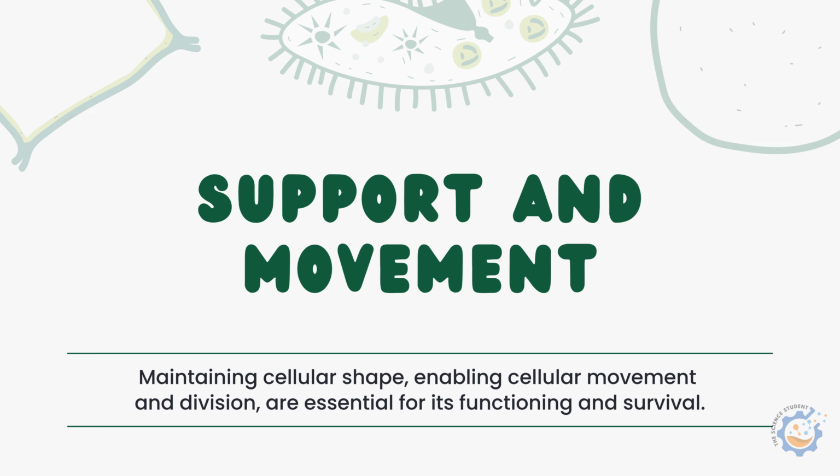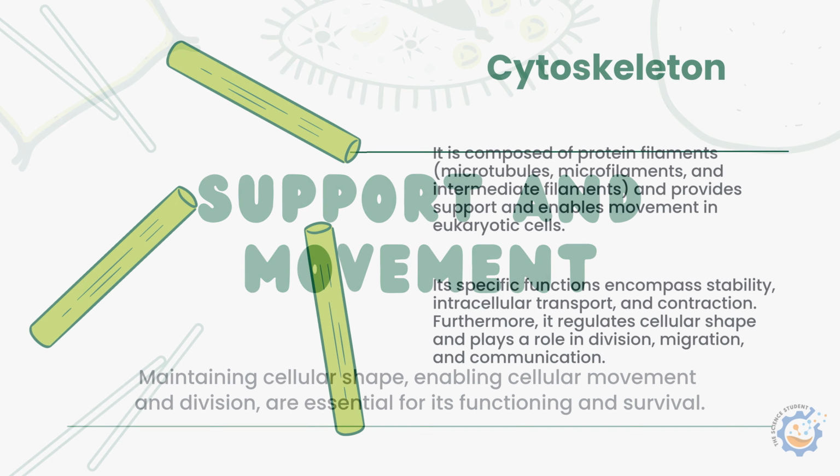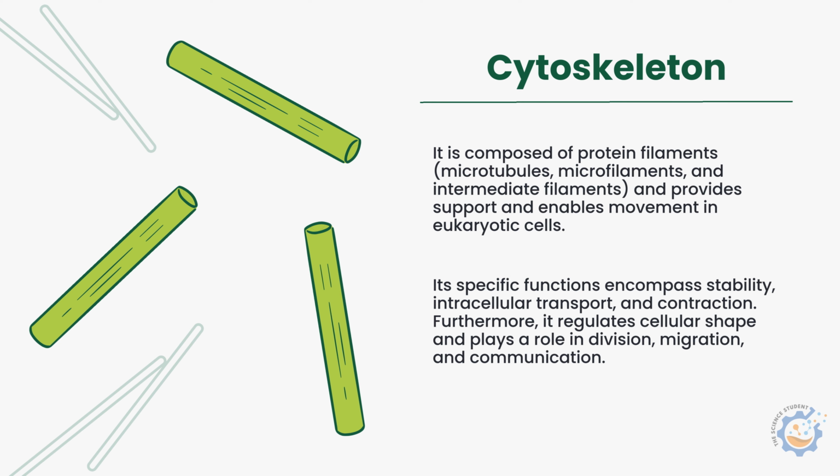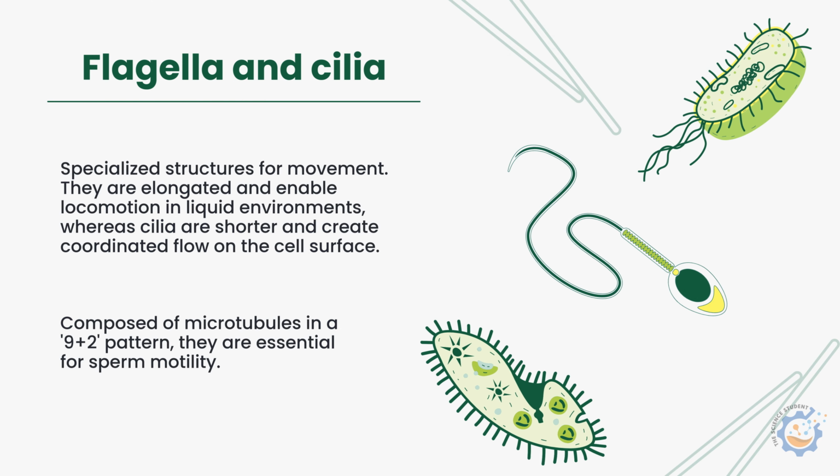Cells need support and movement to maintain shape, move, and divide. The cytoskeleton, made of protein filaments, provides this support, enabling movement, transport, and stability within the cell. Specialized structures like flagella and cilia also aid movement. Both are made of microtubules and are essential for functions like sperm motility.